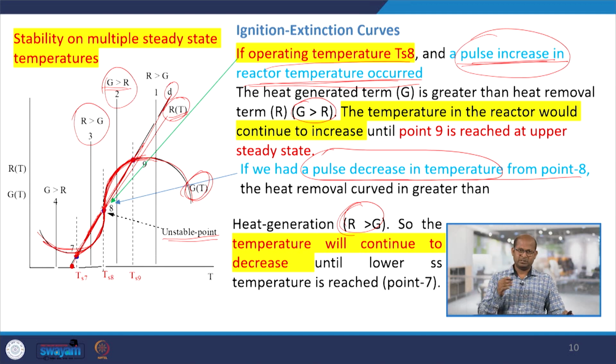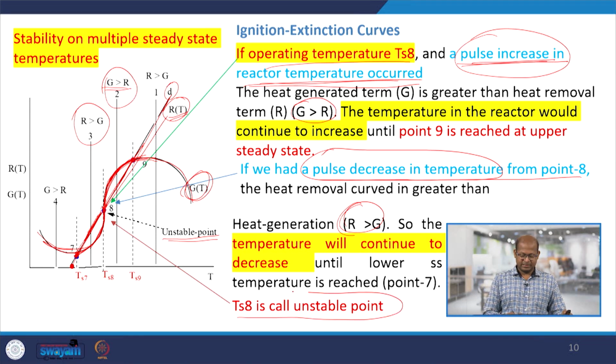So, that way, once a reactor is operating at steady state conditions, a slight decrease or increase of the temperature inside the reactor leads us to a different steady state. Okay. So, therefore, this point 8 is called the unstable point.